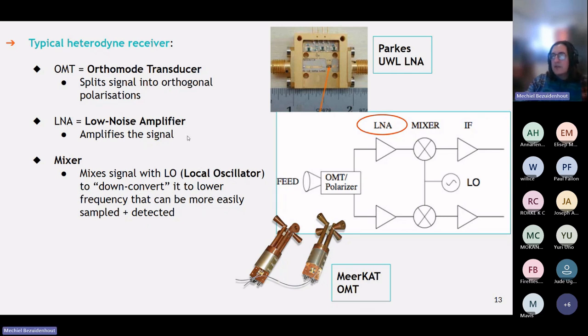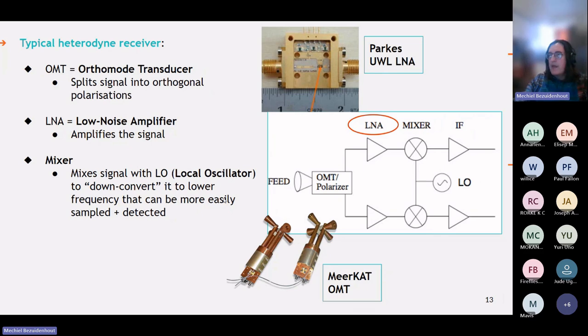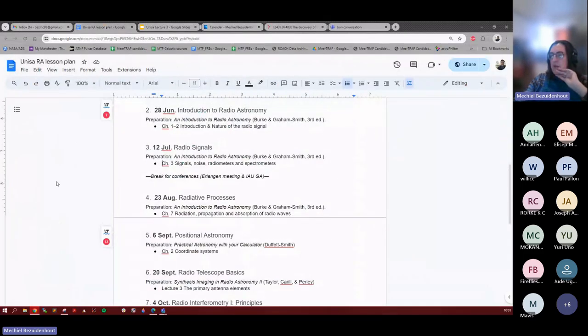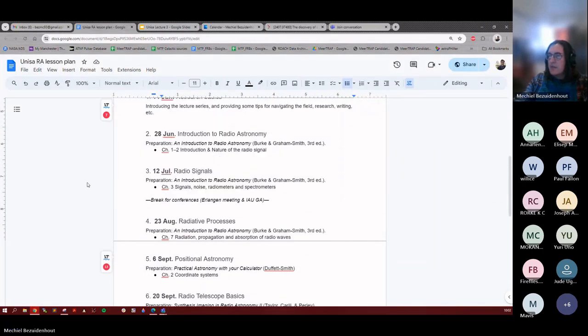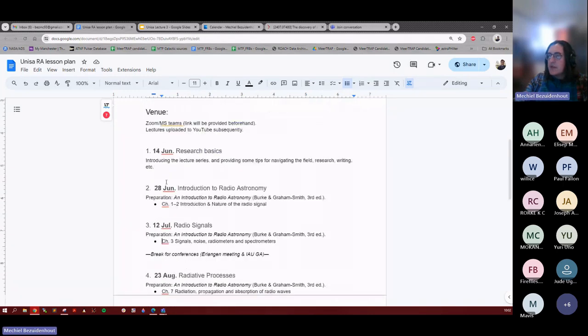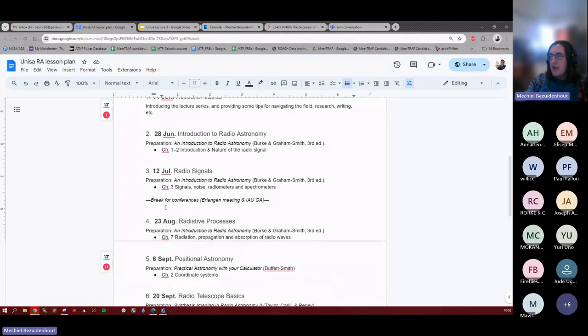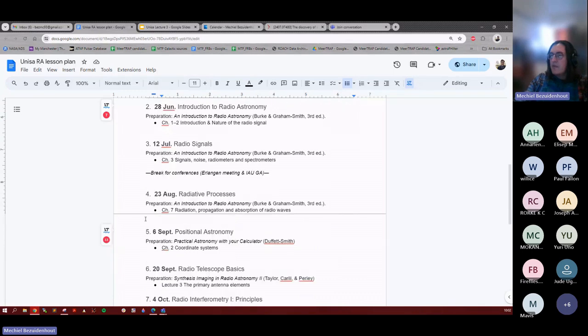Okay, anything else before we end? I just want to show the rest of the planning for the lectures. Let's see where we are. It's 12 July, so we're going to have a break for the conferences next, and then the next meeting will only be on the 23rd of August, more than a month away. Then we'll talk about radiation processes.